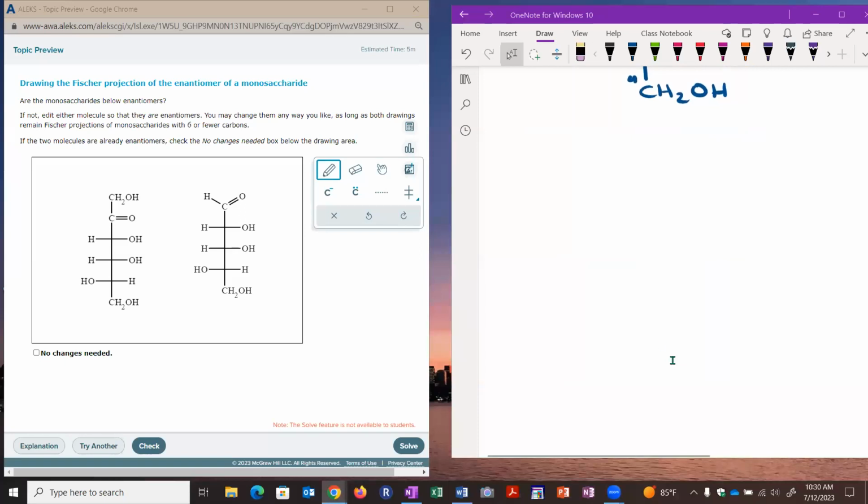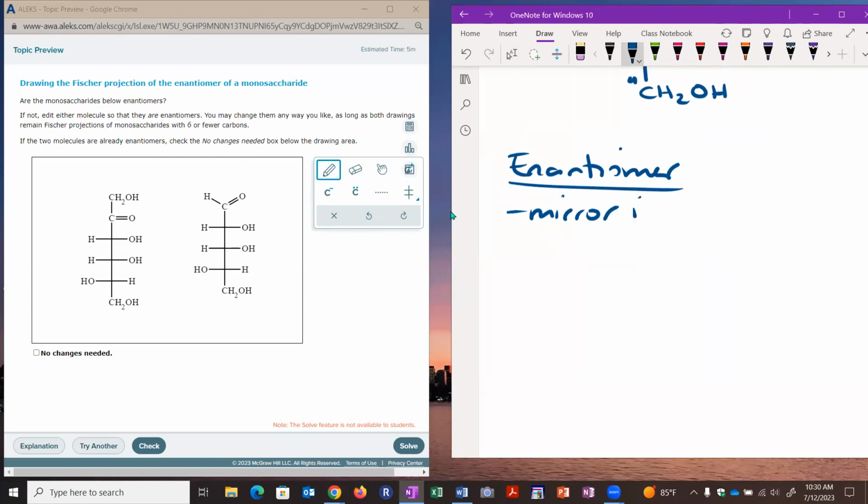All right, so in this one, we're looking at drawing the Fisher projection of the enantiomer of a monosaccharide. All right, and enantiomers are mirror images. Specifically, they're non-superimposable mirror images of each other. So for example, if I'm given these 2 options here, it's asking me, are these 2 enantiomers? And the first thing to realize is that enantiomers are nothing more than a type of isomer, which means that they have to have the same molecular formula, but in this case, they're just mirror images of each other.